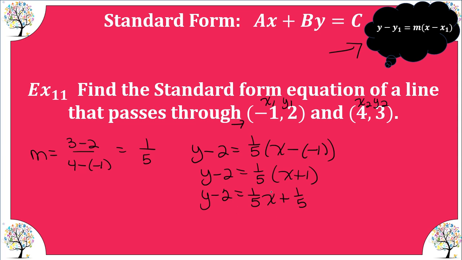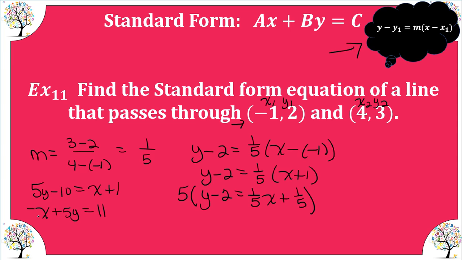And now we need to get this x term on the left and this -2 on the right. But before we move on, I really don't want to work with these fractions. So I'm going to go ahead and multiply by 5 because our denominators both divide into 5 nicely. So once we multiply this out, that will cancel out these denominators. So I'm going to have 5y minus 10 is equal to 1x plus 1. I can subtract my x. I can add my 10. And we have standard form.